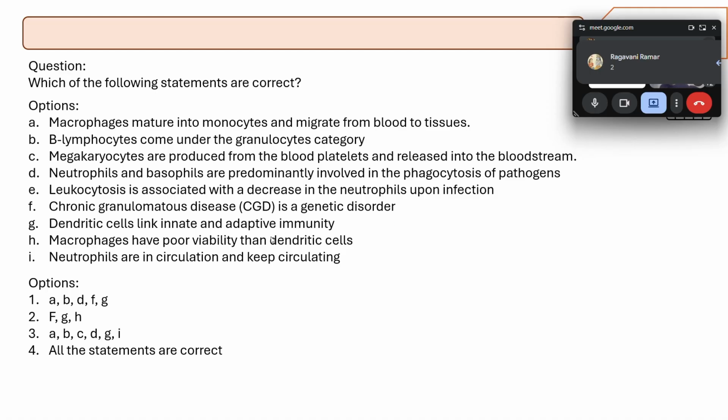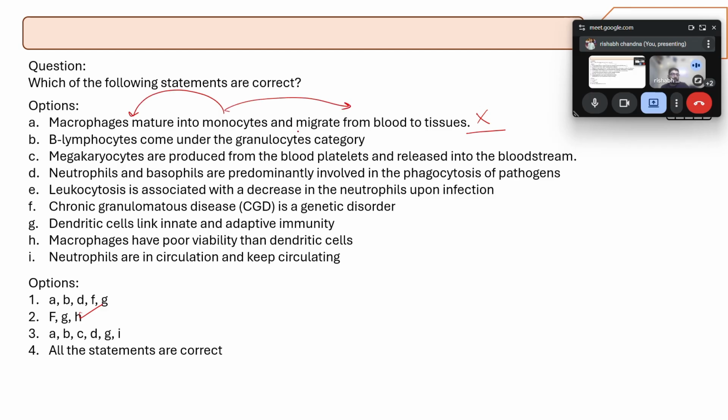Let's see the options first. Macrophages mature into monocytes and migrate from blood to tissues. This is false. The other way around is correct. Monocytes mature into macrophages and then they go into the tissues from the blood. Then we have B lymphocytes come under the category of granulocytes. No, B lymphocytes do not come under the granulocyte category.